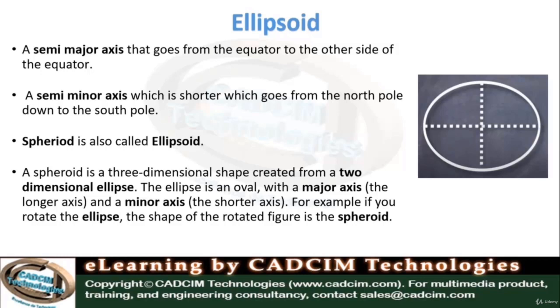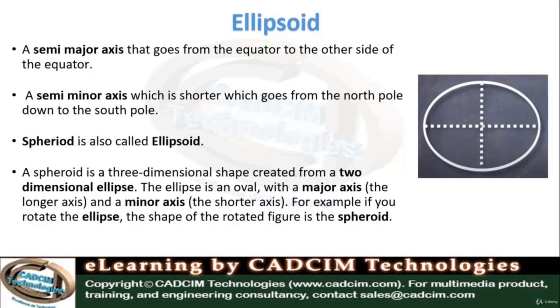But because the Earth is not perfectly spherical, we have the semi-major axis that goes from one side of the equator to the other side of the equator, and the semi-minor axis, which is shorter, which goes from the North Pole down to the South Pole. So what we have is a sphere that we took and squashed a little bit. Well, if we take a sphere and squash it, it forms an ellipsoid. So that's the terminology we use.